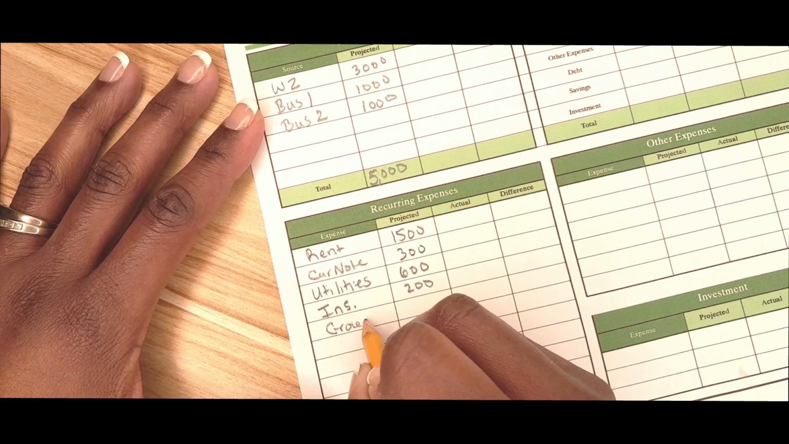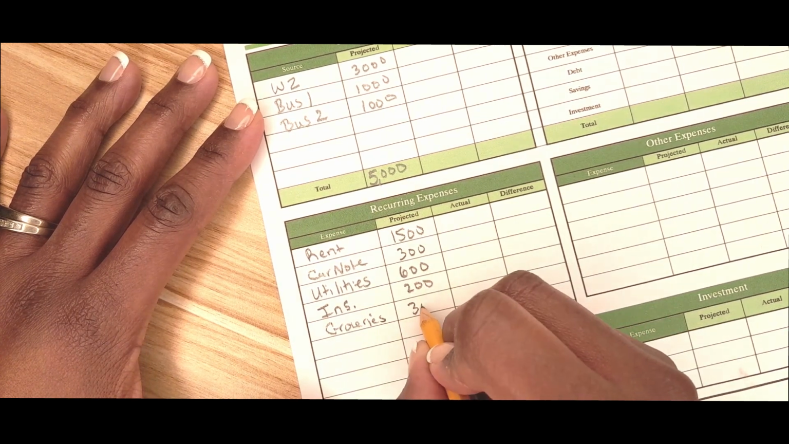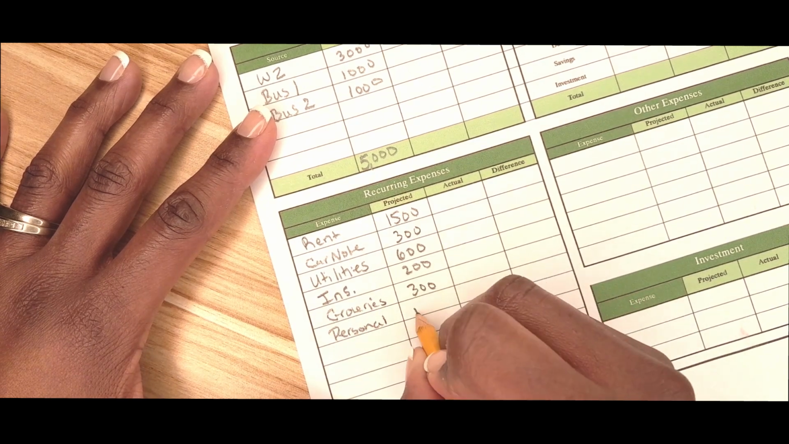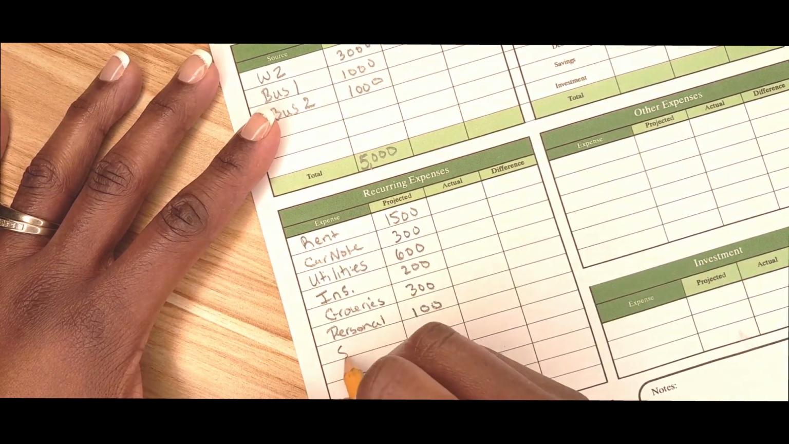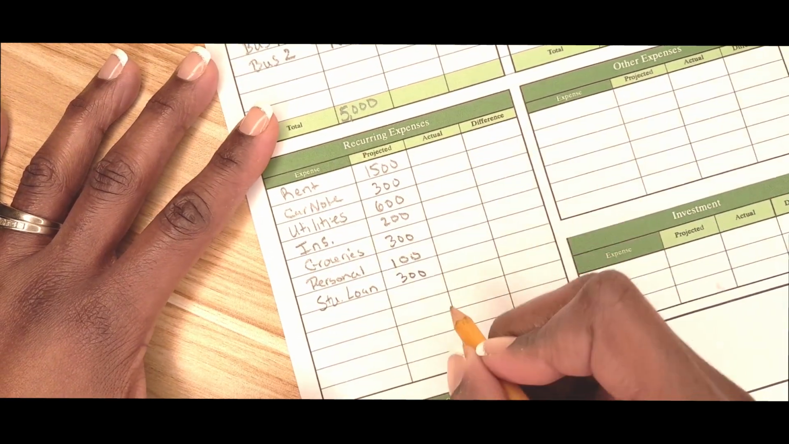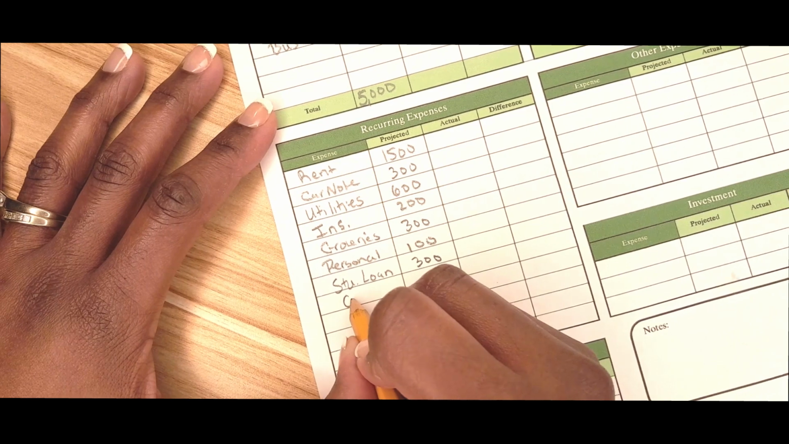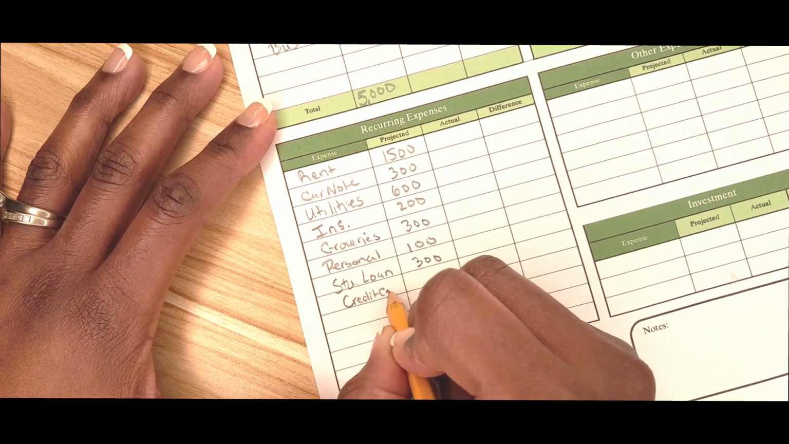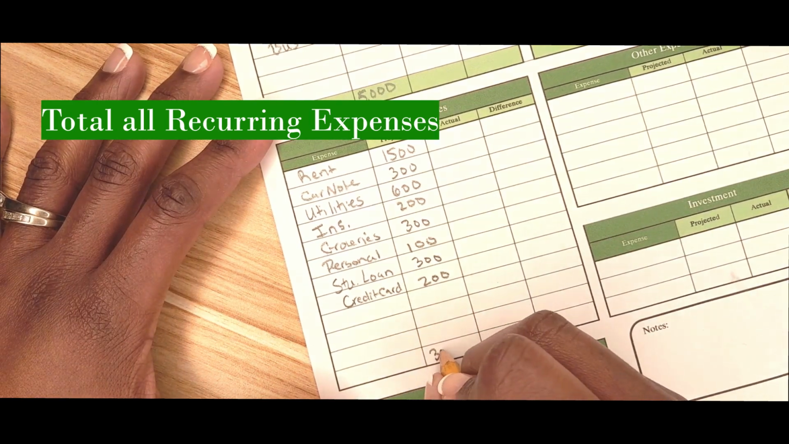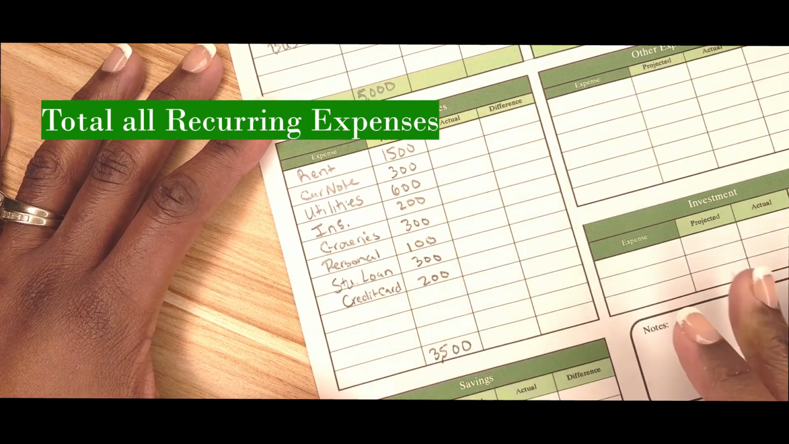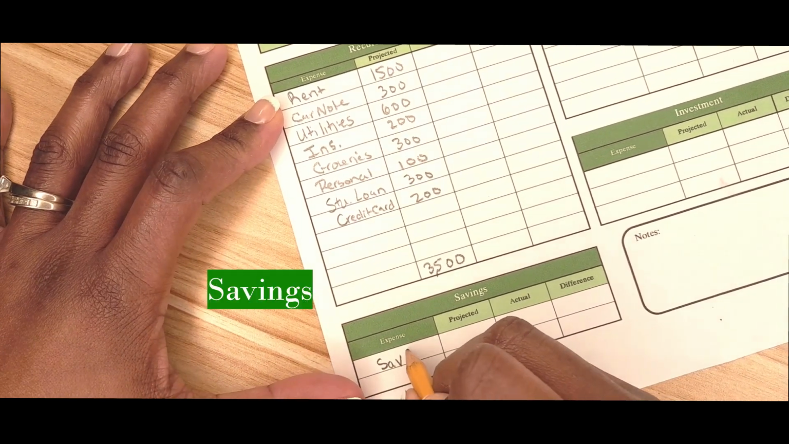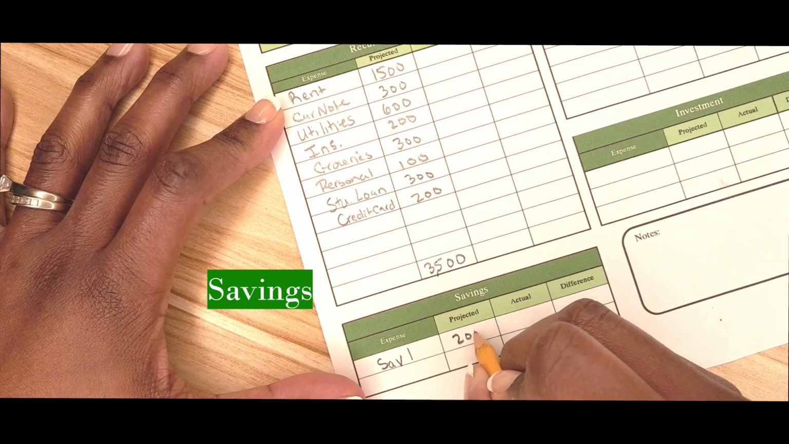Groceries, $300. Our personal items, $100. Our student loan, $300. And our credit card, $200. We add that all up, you're going to get a grand total of $3,500. Now down here in our savings section, we're going to have one savings for $200.